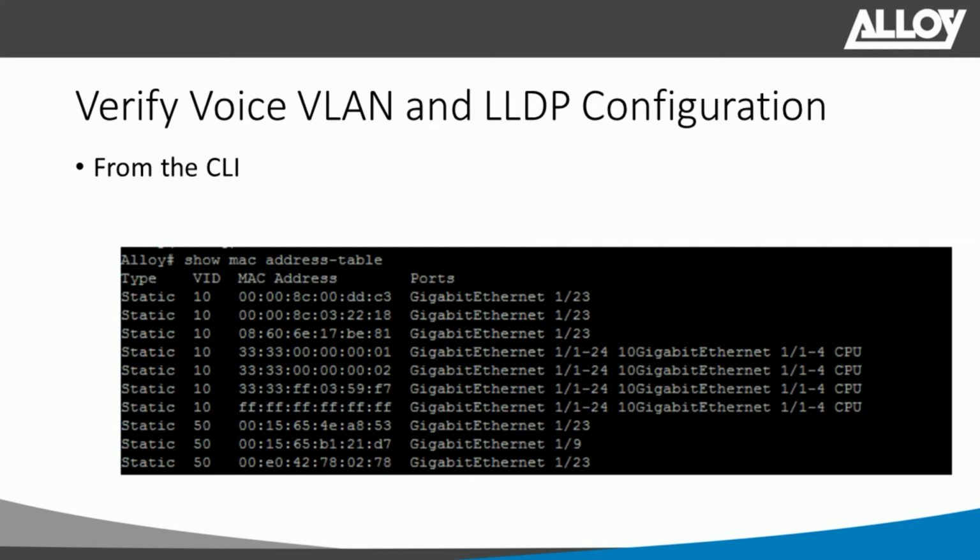To verify that it's all been set up, you can do it via the CLI of the switch. To check the CLI, you can connect via Telnet, SSH, or console. And when you're logged in, you simply type in show MAC address-table. And from here you can see that the Yealink phones have been set up on VLAN 50 via LLDP.